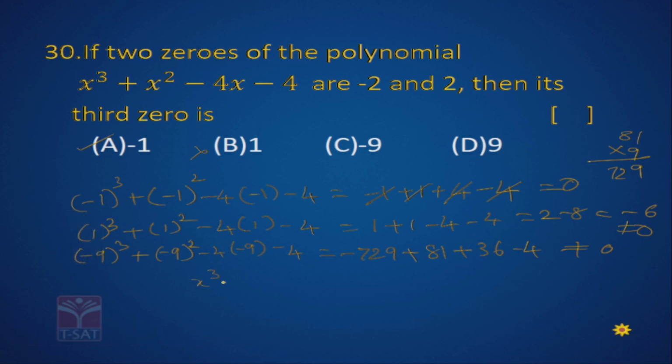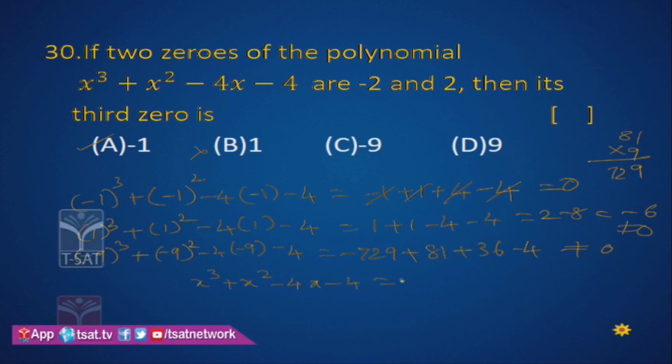You write x cube plus x square minus 4x minus 4 equals 0. In this, x square you bring out, x square (x plus 1), minus 4 you bring out, (x plus 1) equals 0. Then what is common there? (x plus 1) bring out, then what you will have? (x square minus 4) equals 0.